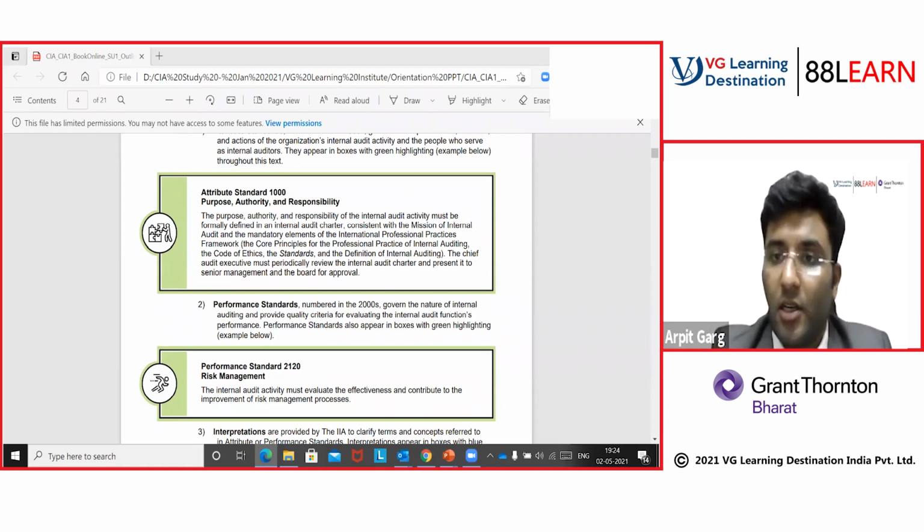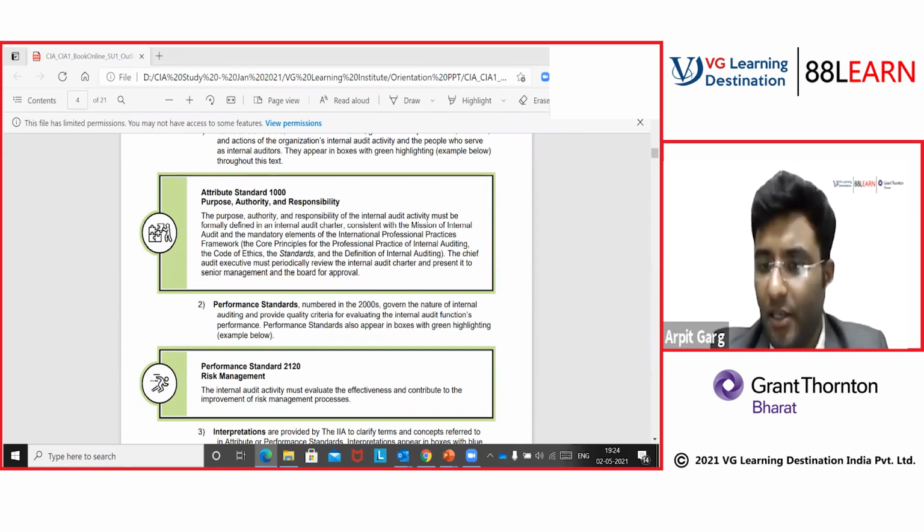Now what? I'm still receiving the response 10. Nirvana says 19. 19 are attribute standards. Sheetal says earlier attribute standard, performance standard, interpretation, and implementation. Sheetal, these are 4 different types of standards which are covered under the standards. And then code of ethics. There are 4 principles of the code of ethics that we'll cover later, which include integrity, objectivity, confidentiality, and competency.